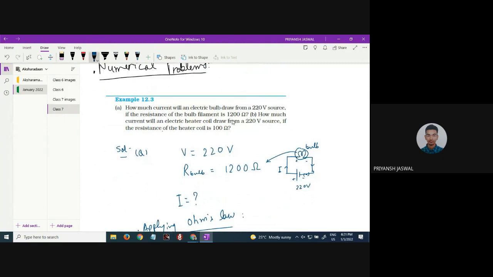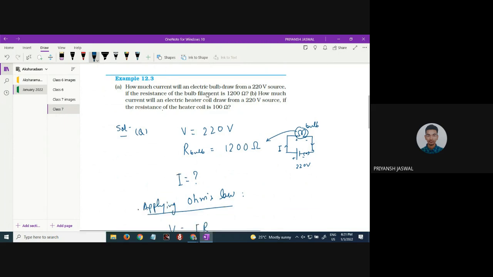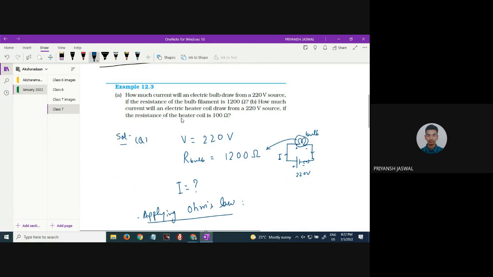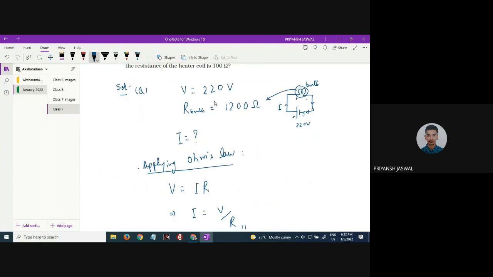Today we will do some numerical problems. This was the first question I was discussing. How much current will an electric bulb draw from a 220 volt source if the resistance of the bulb filament is 1200 ohm? So a bulb is given to us and the voltage source applied across it is 220 volt. So how much current will pass through the circuit if the switch is closed?